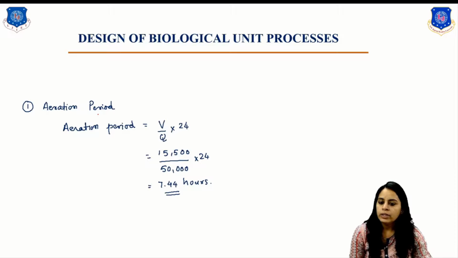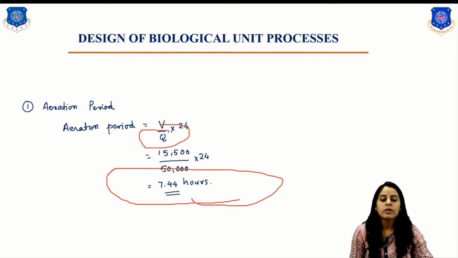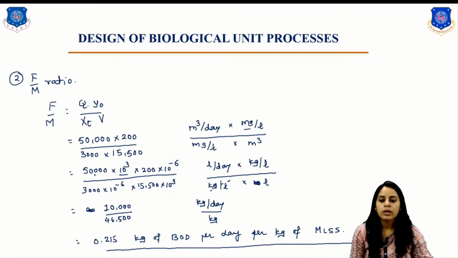First of all, we start with the aeration period. The equation is V by Q into 24. The volume is given, 15,500, divided by the discharge, which is also given in meter cube per day, 50,000, into 24. So the aeration period is 7.444 hours.